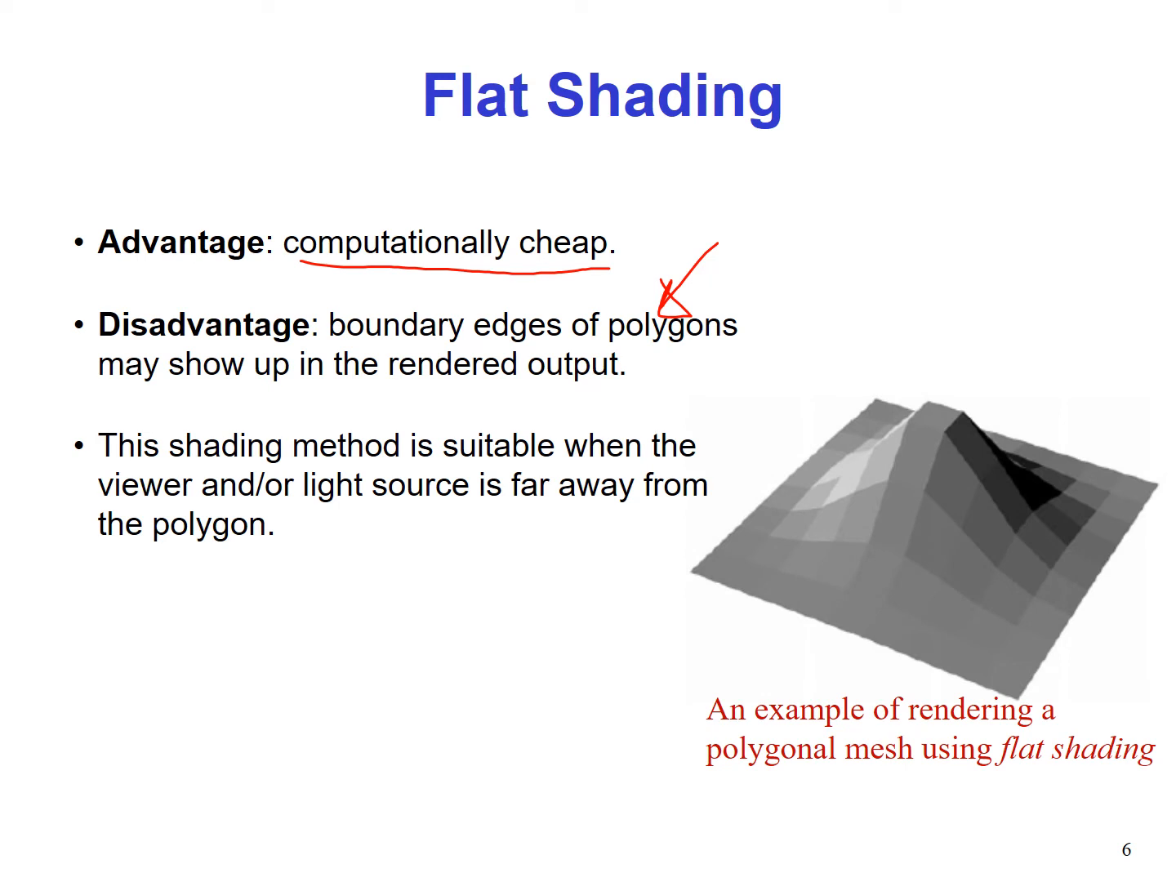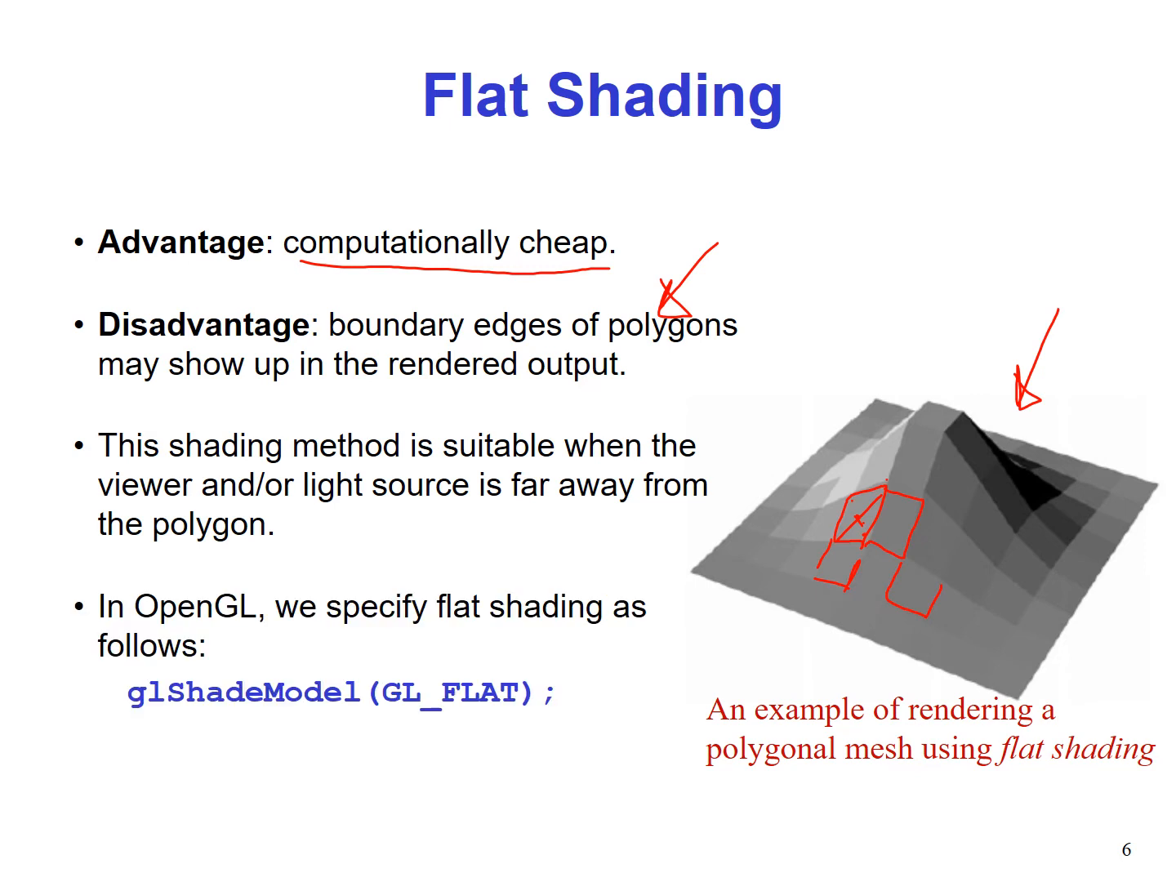Here is an example of a flat shaded polygonal mesh. We can see that all the edges are quite obvious. We can actually draw on top of these edges. And because these two polygons have exactly the same model, we cannot differentiate between the edge here, but all these edges are quite obvious. In OpenGL, we specify flat shading as follows. We say glShadeModel and then use GL_FLAT.